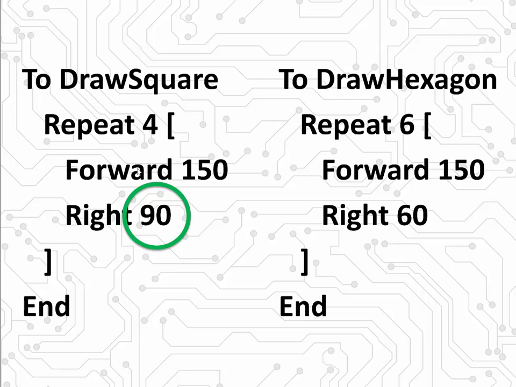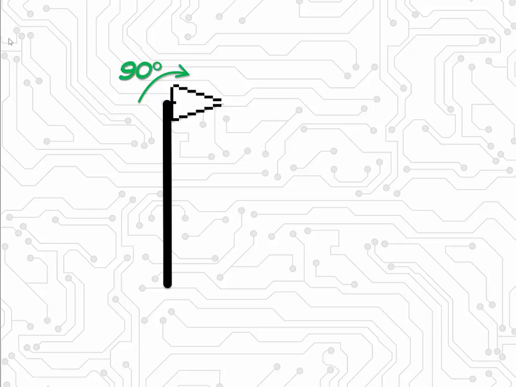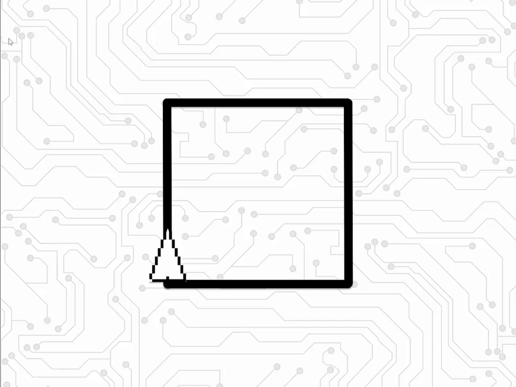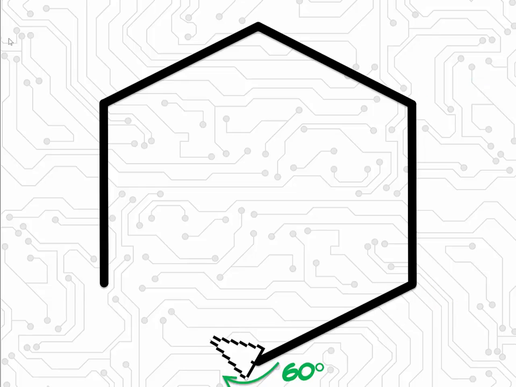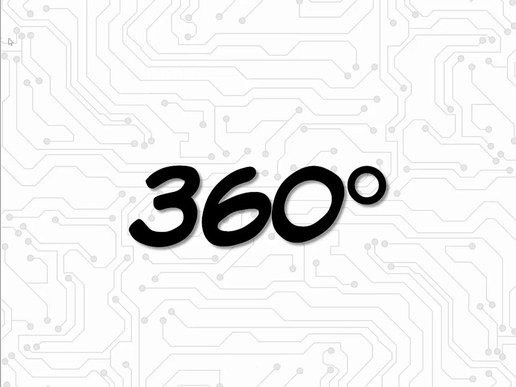But how do we know that? How do we know that it's 90 for the square and 60 for the hexagon? I'll give you a hint. After the turtle finishes drawing a shape, it always ends up right back where it was, facing the same way. This is true of the square. This is also true of the hexagon. This means that after a turtle has finished drawing a shape, whether it's a square or a hexagon, it has turned all the way around, a full 360 degrees. No matter what the shape, all the turtle's turns have to add up to 360.